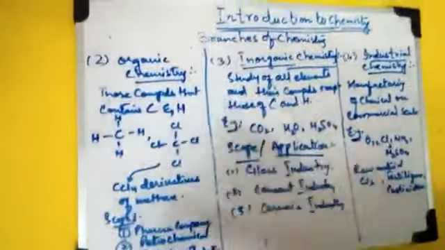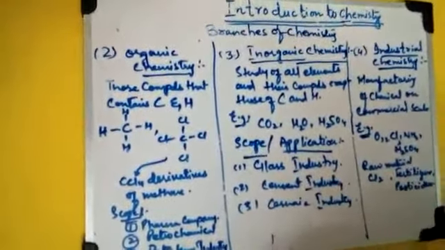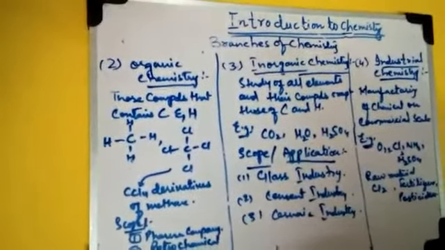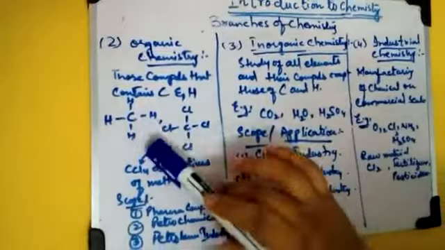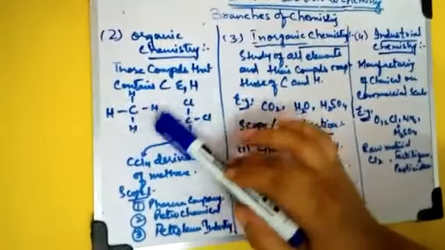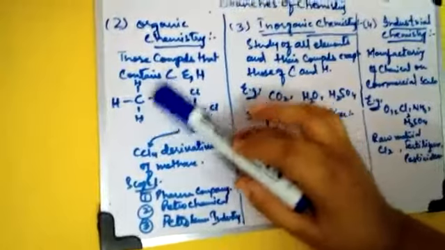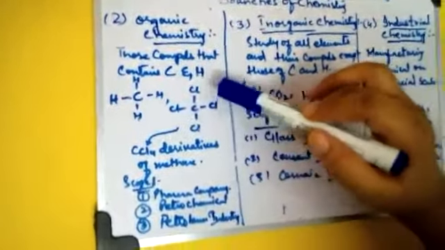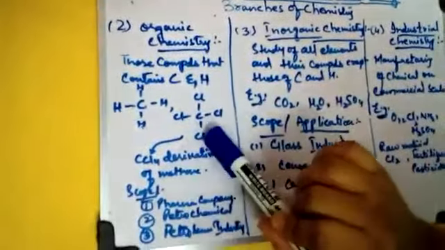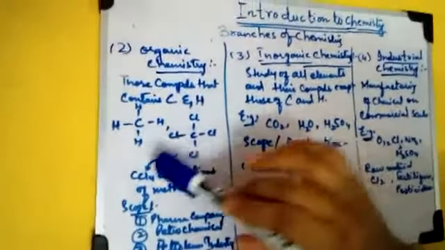Second one is organic chemistry. What is organic chemistry? Those compounds that contain carbon and hydrogen are called organic compounds. We have two structures. When a carbon atom is linked with hydrogen atoms, that is called methane, and when hydrogen is removed from the carbon atom, that is called carbon tetrachloride. So CCl4 is a derivative of methane. Both are organic compounds.